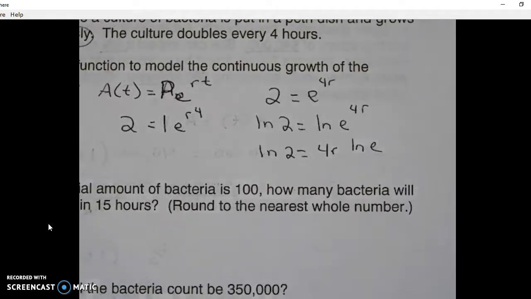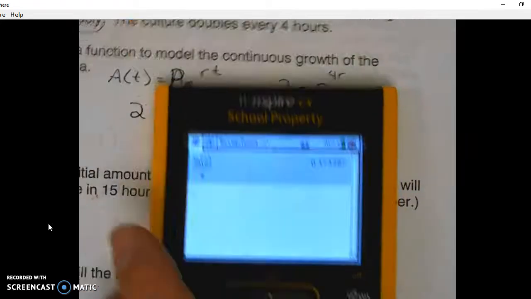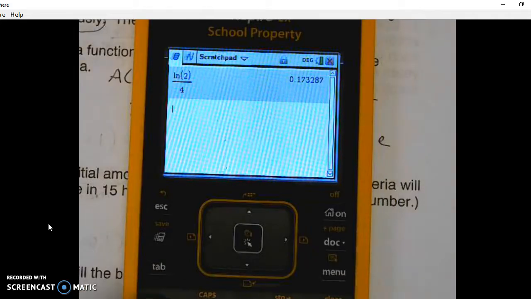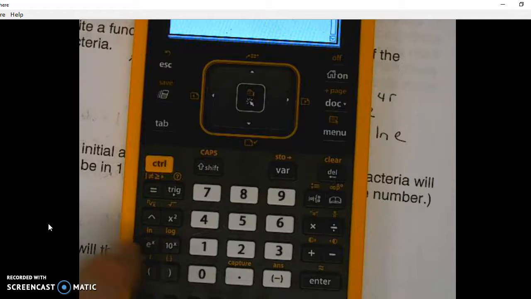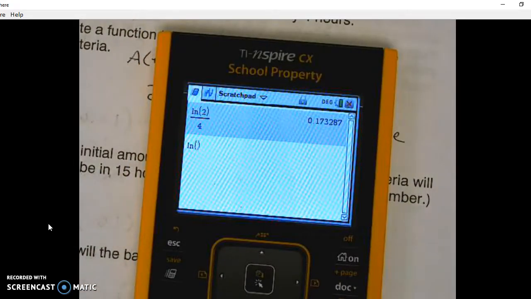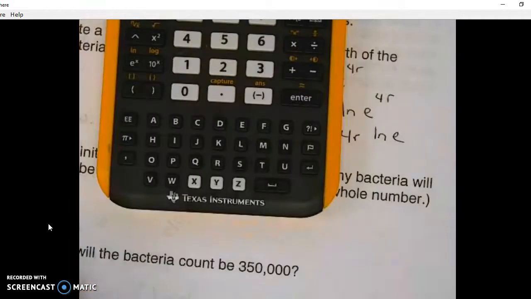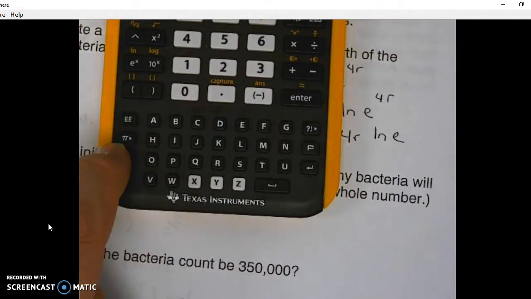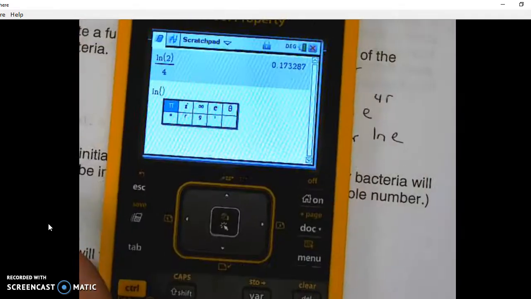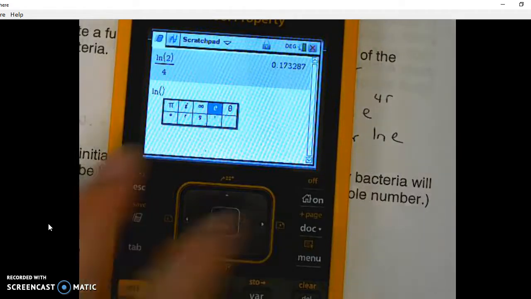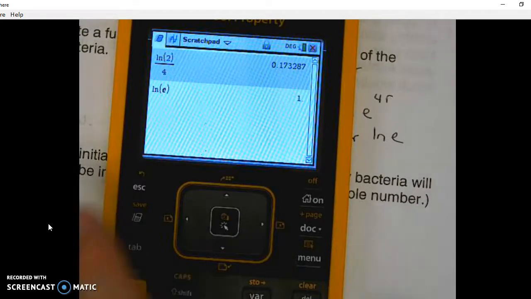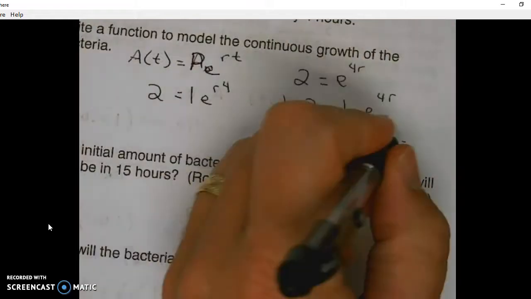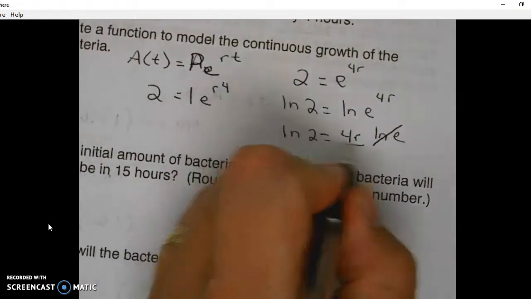And the natural log of e. The natural log button is right down here, Control, and then the E button. That'll give you the natural log. And E is found right here, the pi button. If you press the pi button, you're just going to go over and choose E, enter. The natural log of e, guess what? Is 1. So natural log of e is 1, so divide both sides by 4.